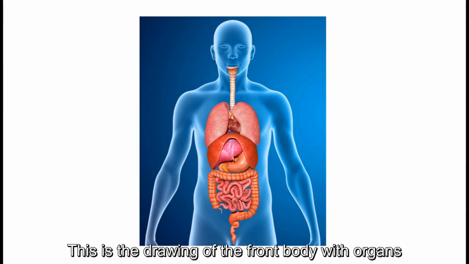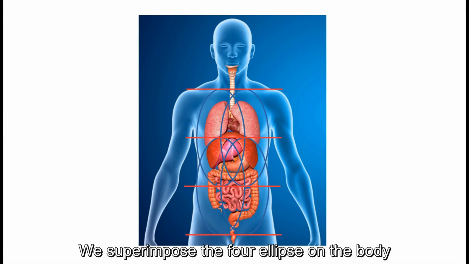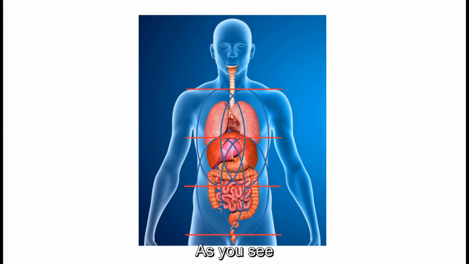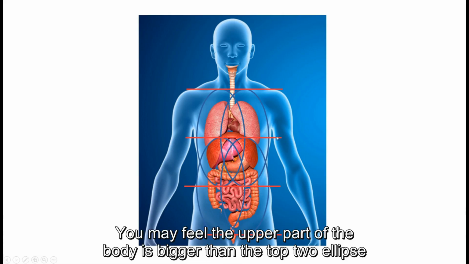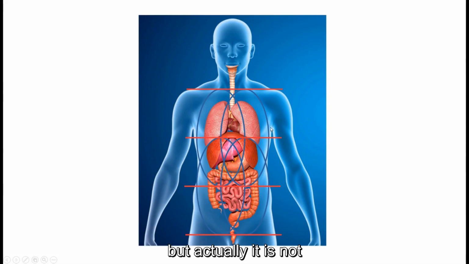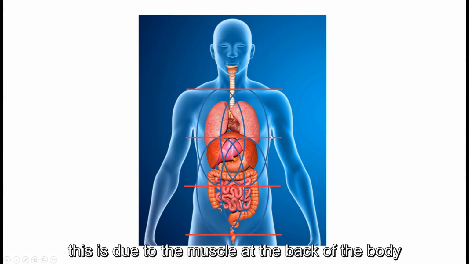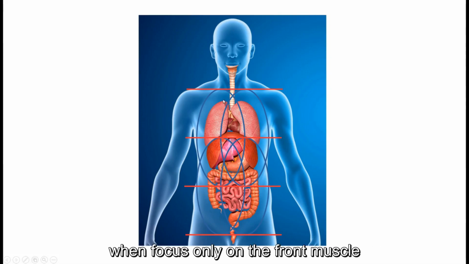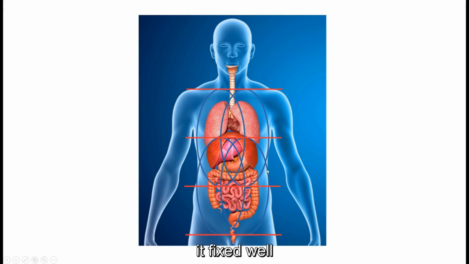Now, this is the drawing of the front body with organs. We superimpose the four ellipses on the body. As you see, they match very well. You may feel the upper part of the body is bigger than the top two ellipses, but actually it is not. This is due to the muscle at the back of the body. When we focus only on the front muscle, it fits well.